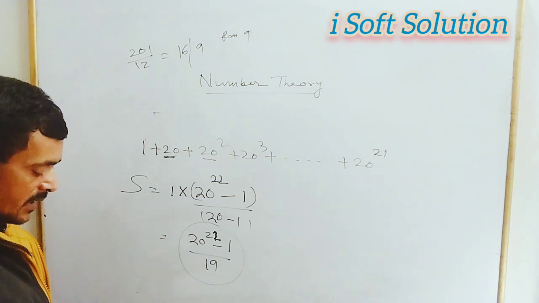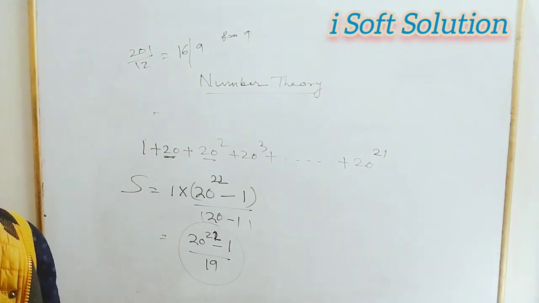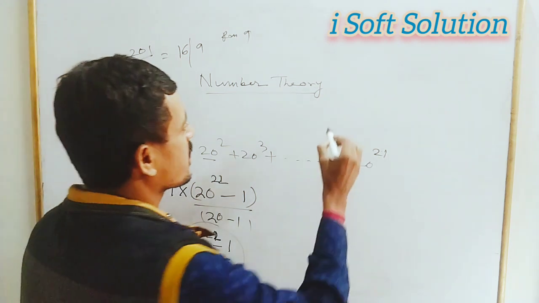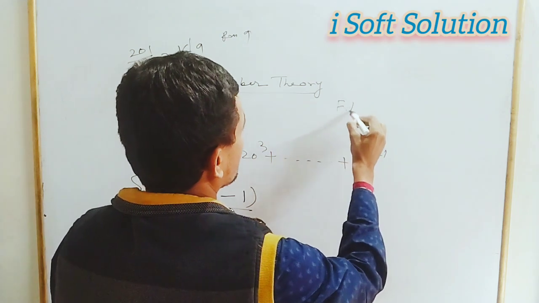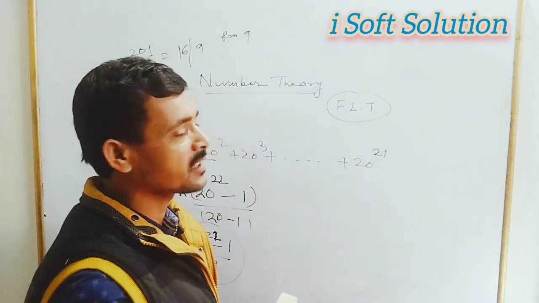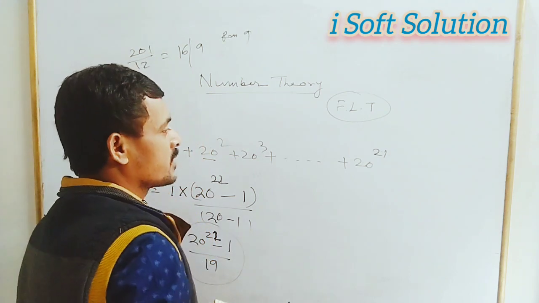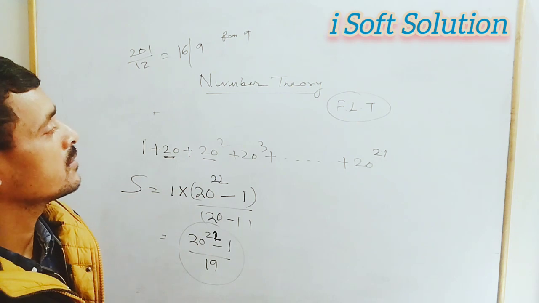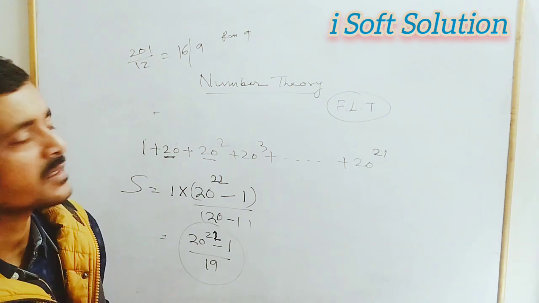Now here we have to take the help of Fermat's little theorem, that is FLT. What is FLT? The statement is given by the famous mathematician Fermat, so this is called Fermat's little theorem.